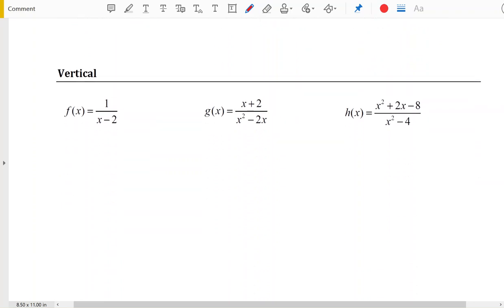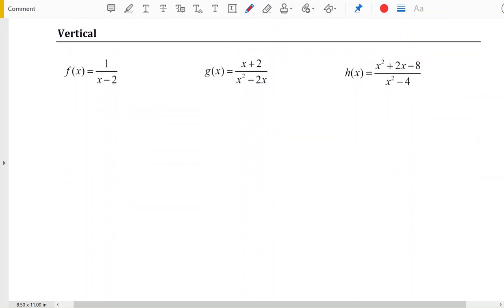So let's start with vertical asymptotes. If we want to find the domain restriction for our f of x function, we need to know when the denominator is equal to 0, and that's going to happen at the value x equals 2. And so that means when we were to graph this function, we would find a vertical asymptote at x equals 2. The graph can never have an output at this input because the function is undefined there.